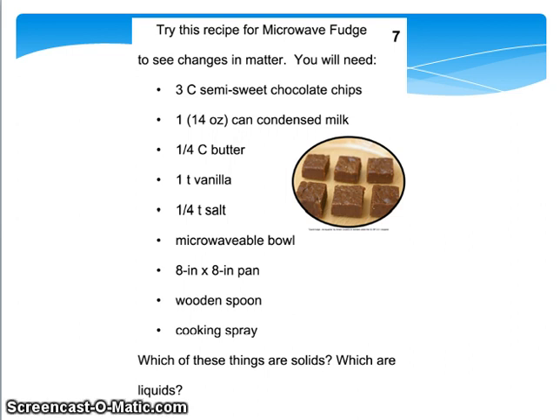Which of these things are solids and which of them are liquids? So the liquids would be the milk, the vanilla, and the cooking spray. And the solids would be the chocolate chips, butter, salt, the wooden spoon, and the pan would also be a solid. Let me just leave this up for a couple more seconds in case you need to copy those down.